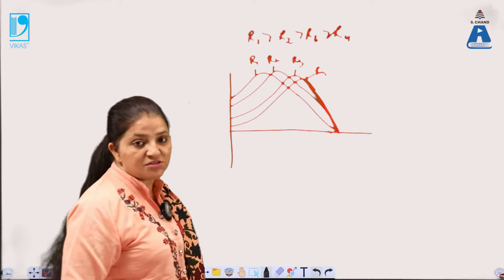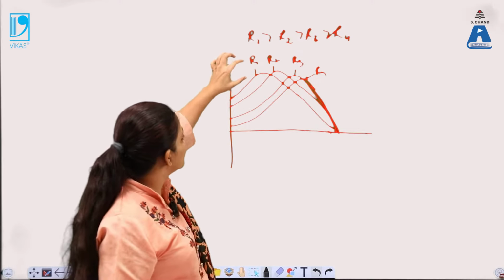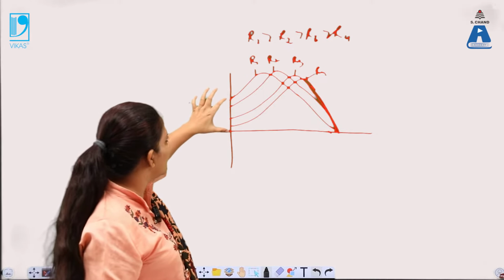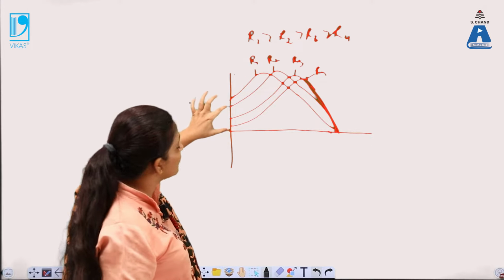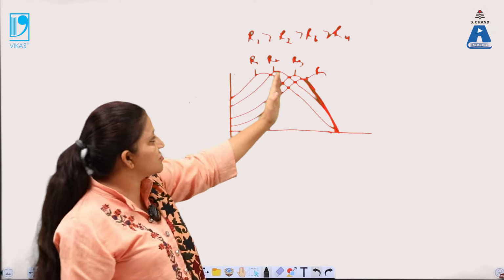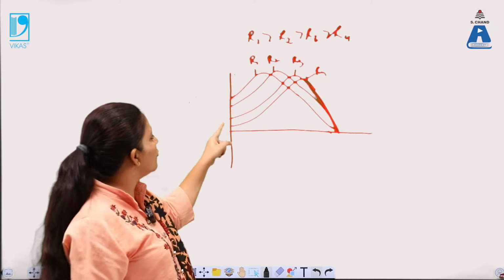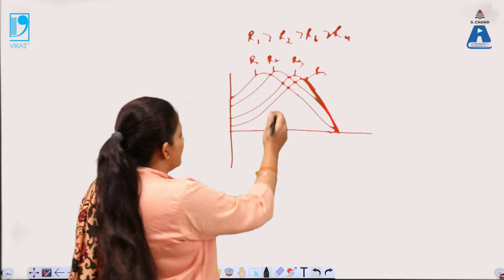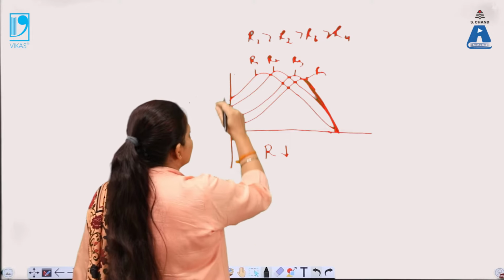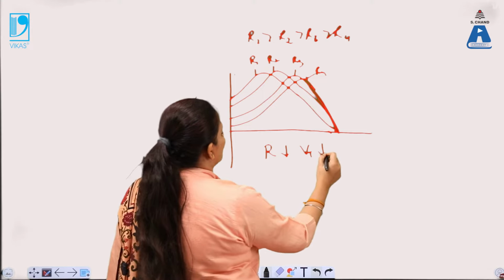When the variable resistance introduced in the coil changes, the trigger changes. Here R1 is more, so this implies more trigger voltage is required for the resistance R1. For R2, lesser trigger voltage is required. For R3, again a smaller value. As the resistance goes on decreasing, the trigger voltage, VT, also goes on decreasing.